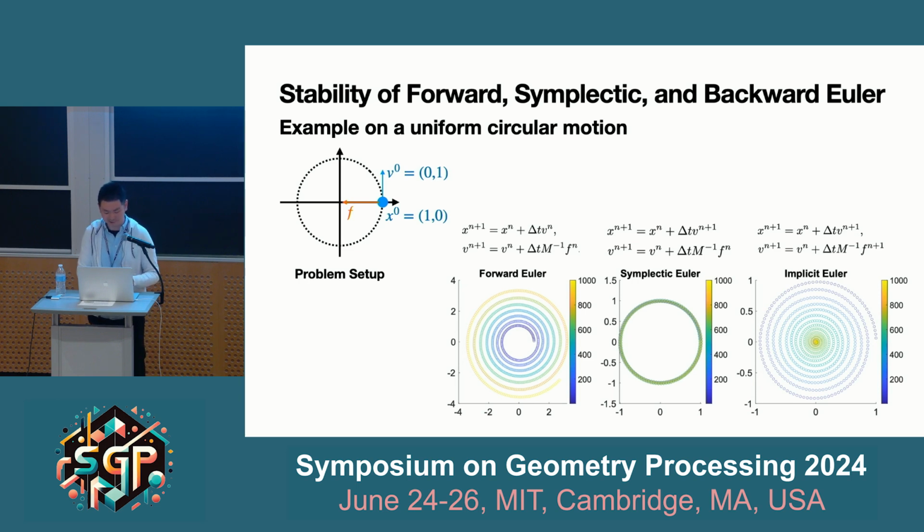it's symplectic. The issue here is that symplectic Euler can only be stable when we use a relatively small time step size. And here on the rightmost, we have the implicit Euler time integrator, which has a large numerical dissipation that damps the motion to static at the end, no matter how small a time step size you use.